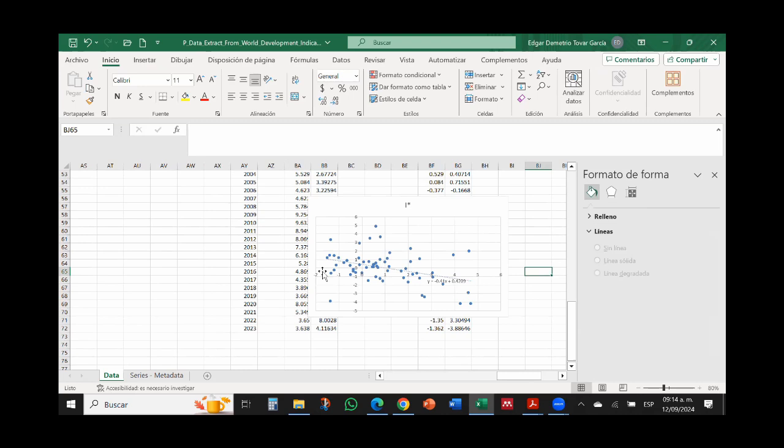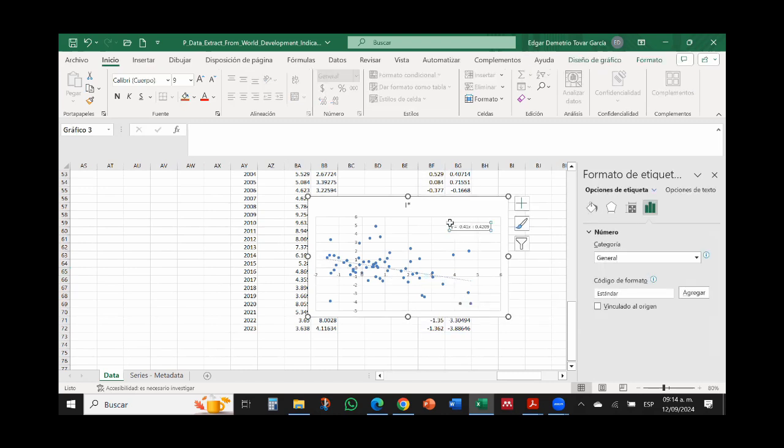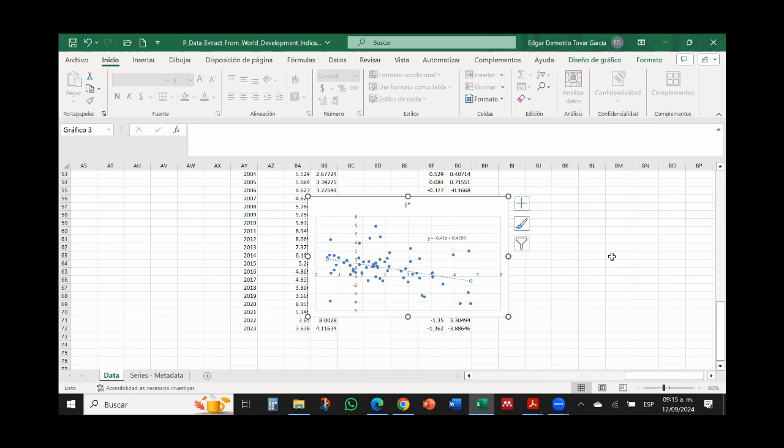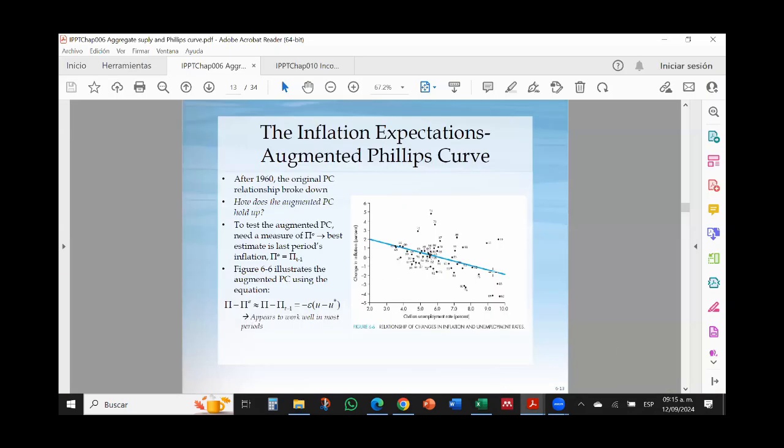It's not exactly as there because I had more years than Dornbusch is using. Probably I'm not using exactly the same figures, but now I find evidence in favor of Phillips. Here is the equation. Let me see, I can increase the size of this one. Now, guys, according to this exercise, it's not looking exactly as in your textbook, but you can see that it's very close to that.